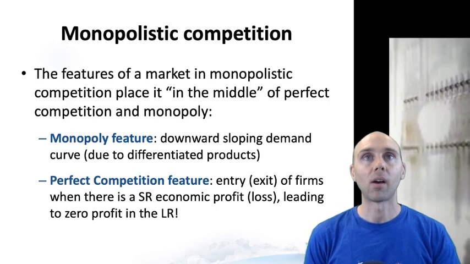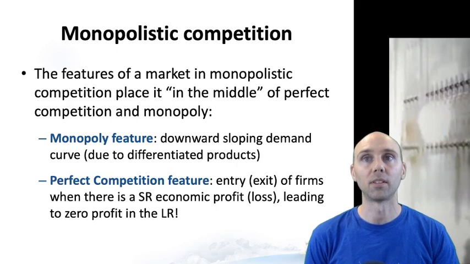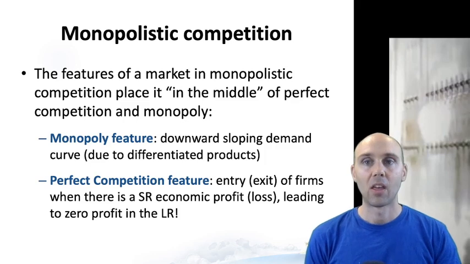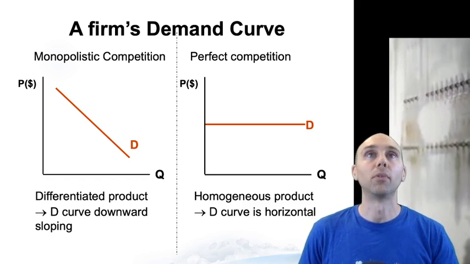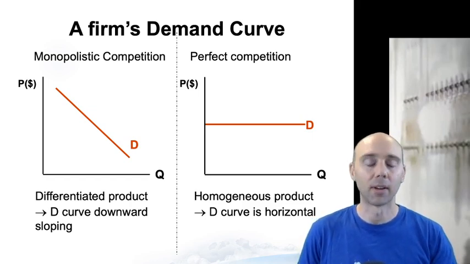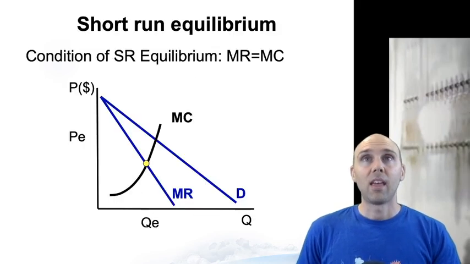And that pricing power gives it this feature that's similar to monopoly in that there's a downward sloping demand curve. On the other hand, it has an equilibrium feature that's similar to perfect competition in that in the long run there is zero profit. So that first feature is about the downward sloping demand curve that the individual firm faces in monopolistic competition, as opposed to the horizontal one in perfect competition. That second feature is about the equilibrium. In the short run, the equilibrium profits are similar to a monopolist.